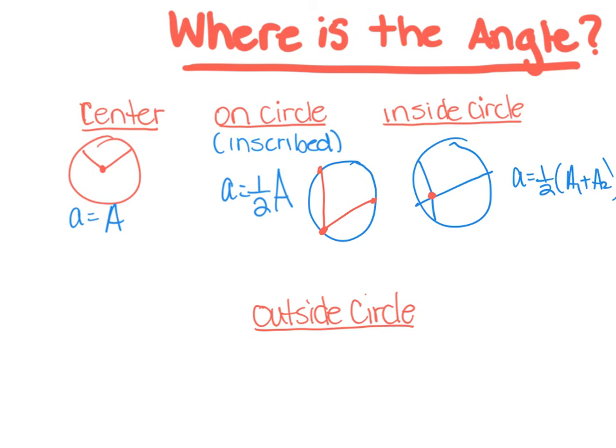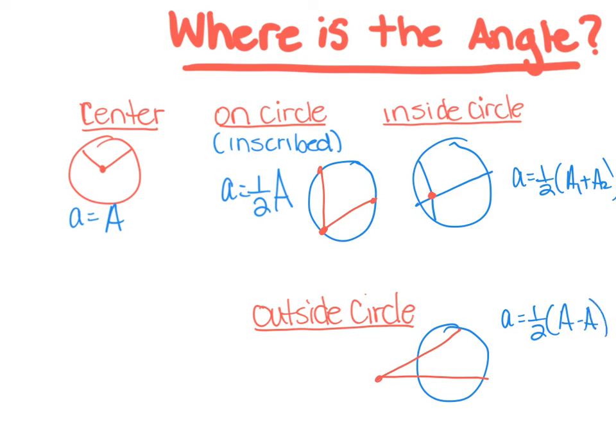So, last but not least, if we have a circle and the angle is formed outside, here's the angle outside, then our formula is going to be the angle is equal to half arc minus arc.